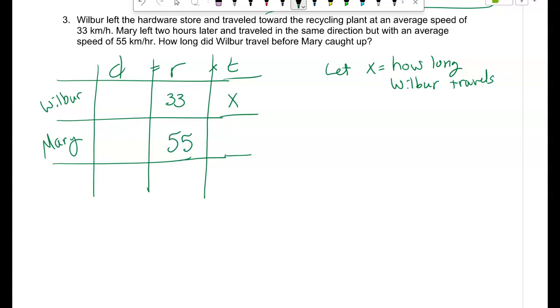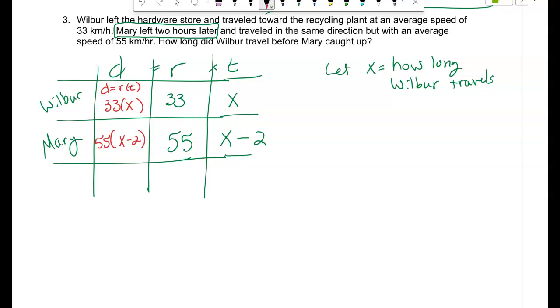Now, quick question. If Wilbur is at a time of x and Mary left later, what is going to go in for Mary's time? Is it plus 2 or minus 2? Because she left later. Now, what column do we have left to fill out? Distance. And we know distance equals rate times time. So this is going to be 33 times x, and this one's going to be 55 times x minus 2. Good save. All right, x minus 2.